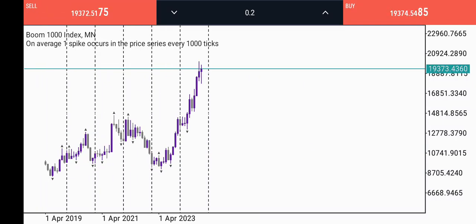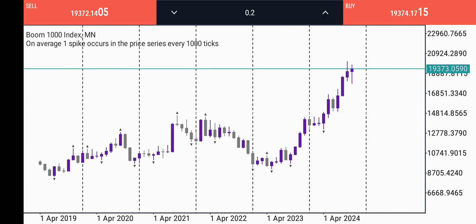Today I want to do a top-down analysis on the BOOM 1000 index, how I trade BOOM 1000. I still do this analysis the same way, the same strategy I've been using. So let's dive into the analysis.